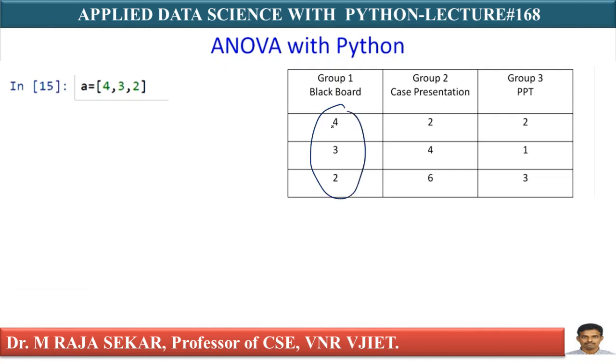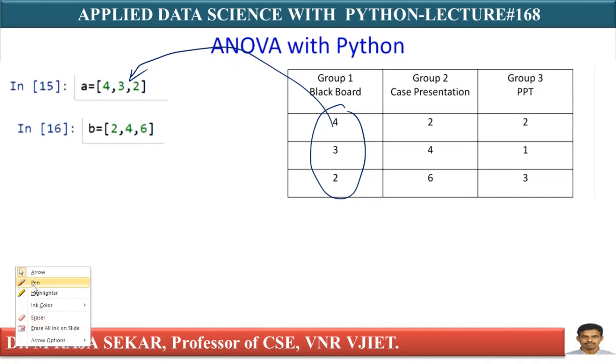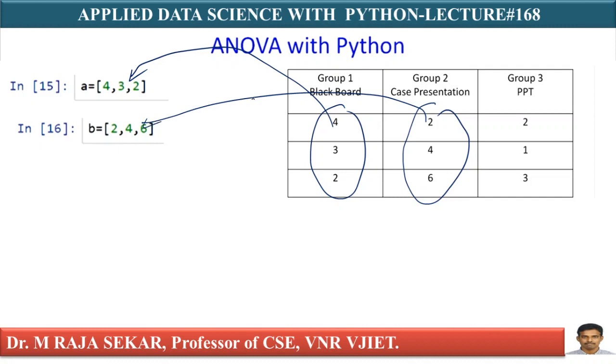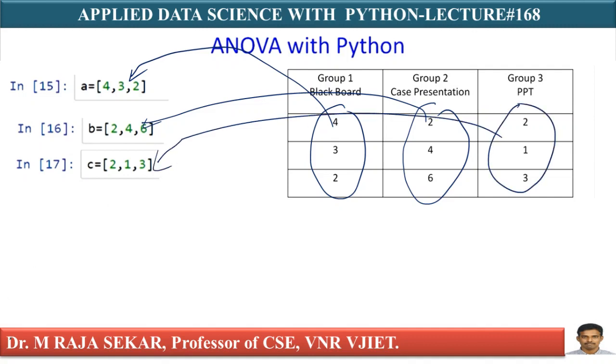These 432 I am keeping in an array A, isn't it? Next, what is my B? I am storing values of my case presentation in B, isn't it? Now, what is this PPT? What are the values of PPT? 213. I am storing that 213 in an array C, isn't it?